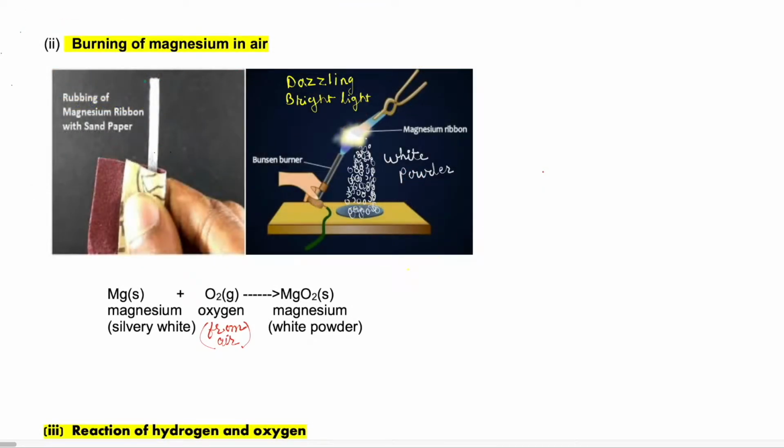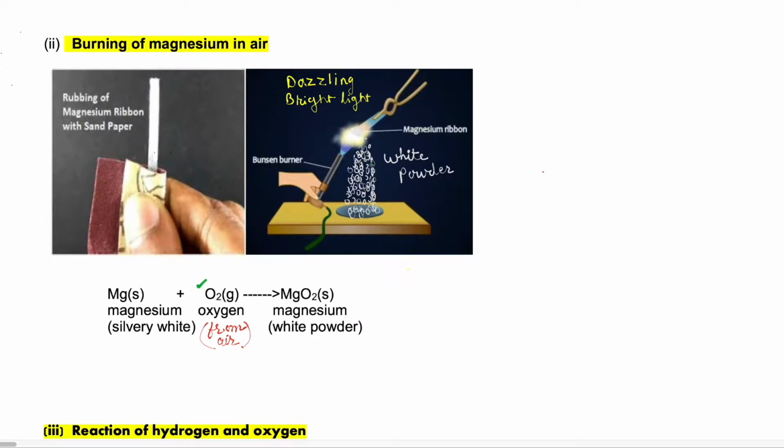Let us see another example, burning of magnesium in air. Here, a magnesium ribbon is taken and it is rubbed with sandpaper to remove the protective layer of magnesium oxide from the surface of the magnesium ribbon so that it may readily react with oxygen from air on heating and forms magnesium oxide, which is white powder.